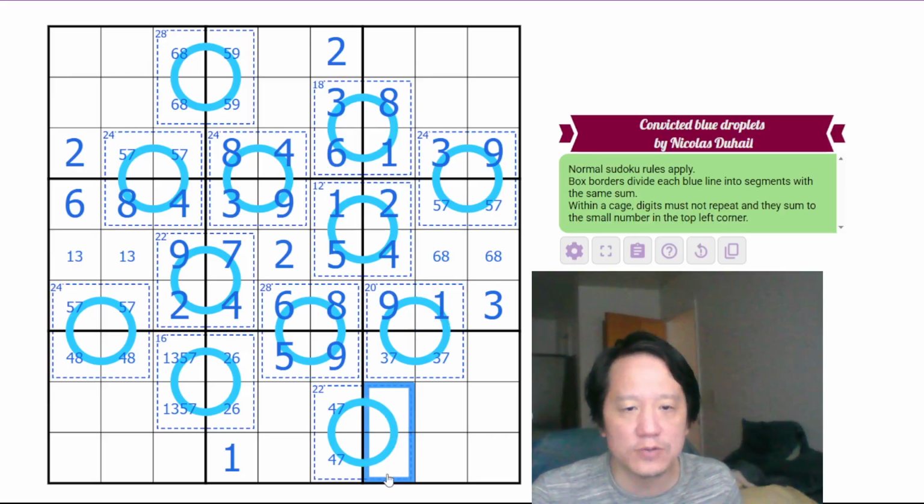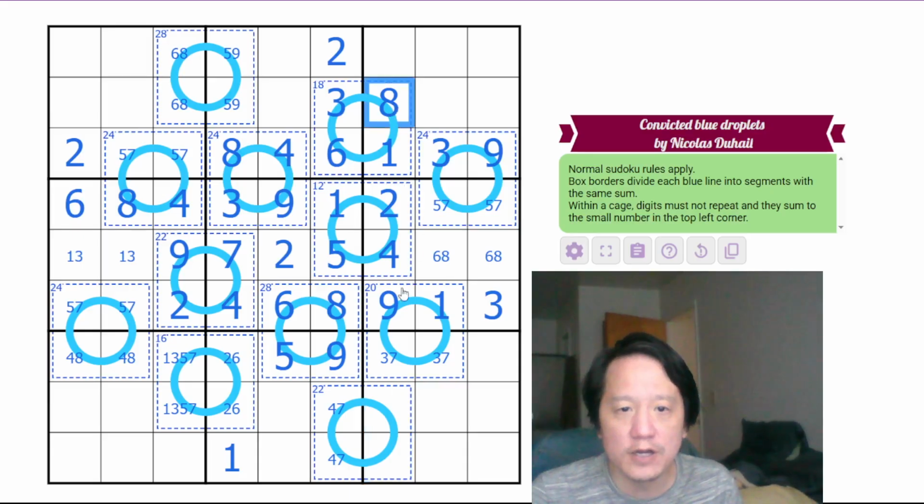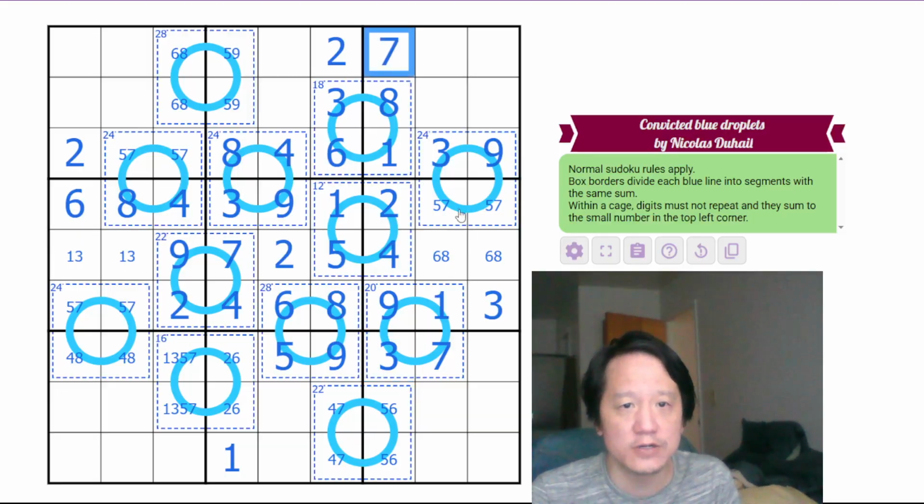To add up to 11 here, we do not have 4, 7 available because of 4, 7 in the cage. No 3, 8, no 2, 9. This must be 5 and 6 here, which eliminates 5 and 6 in the rest of the column. 3 eliminates 3 here, so that's 7 and 3. That leaves the remaining digit here as 7.